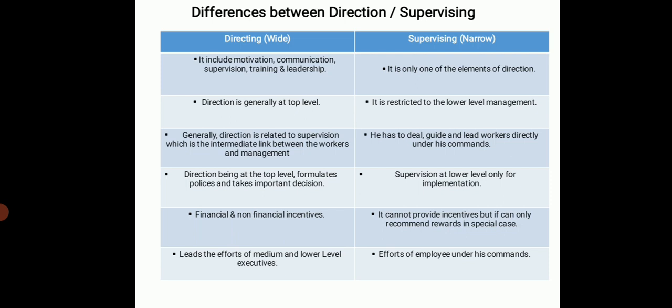Generally, direction is related to supervision, which is the intermediate link between the workers and the management. The supervisor has to deal with, guide and lead workers directly under his command. Direction, being at the top level, formulates policies and takes important decisions. Supervision at the lower level is only for implementation.